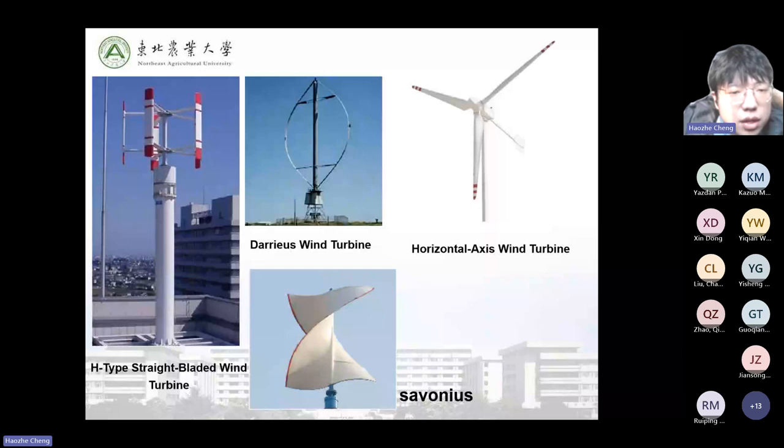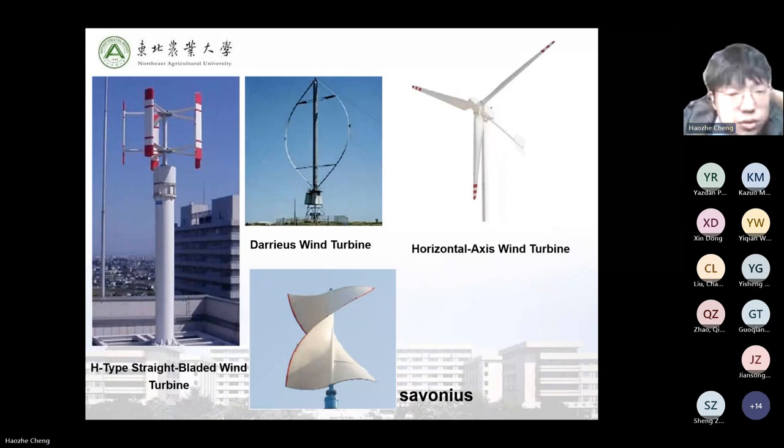Of wind power in the energy structure, the current trend is predominantly towards large scale and grid connected turbines being the mainstream technology. On the other hand, horizontal axis wind turbines are large, occupying significant land area during installation.